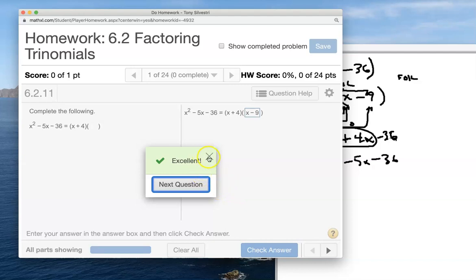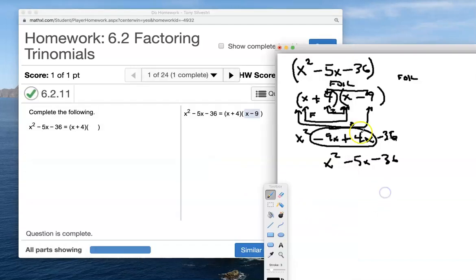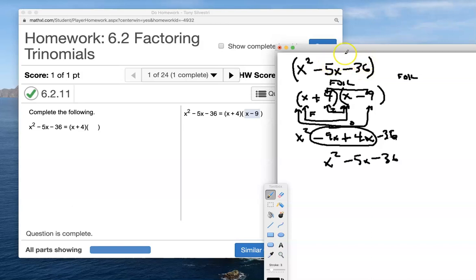Great job. All right. So we're going to do a whole bunch of these problems. This will make more sense. The key to doing these problems is to come up with two numbers that multiply to be the last number, but add or subtract to be the middle number, because the middle number is a combination of two things.